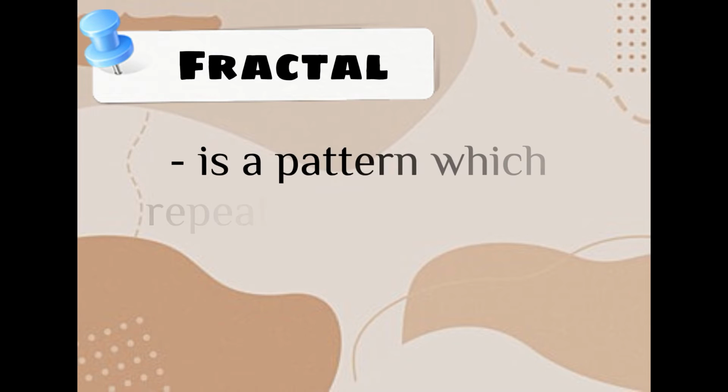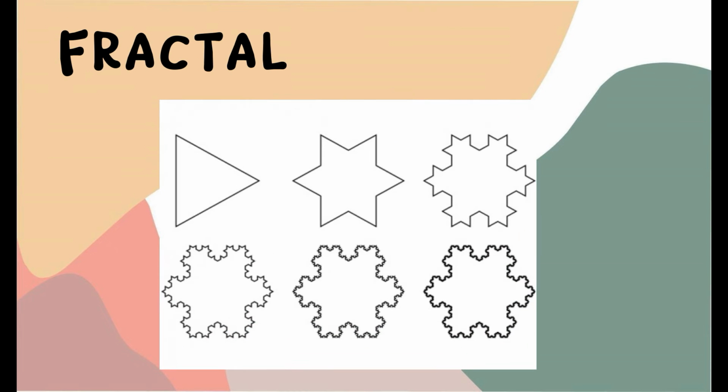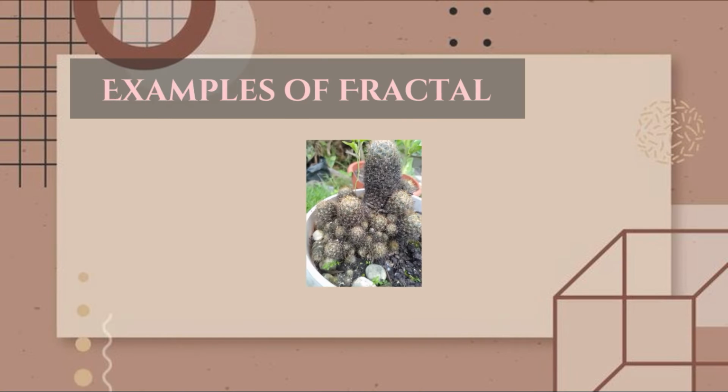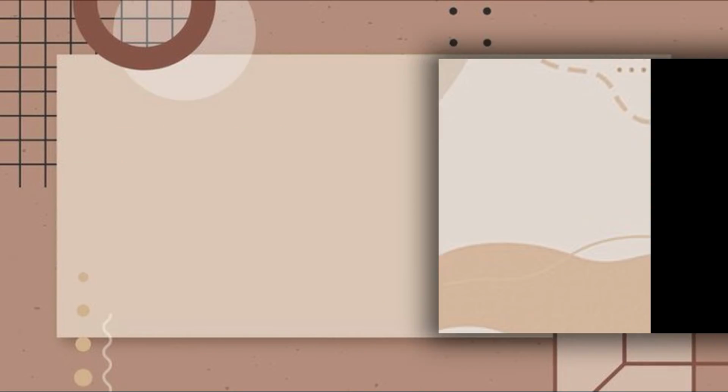Fractal. Fractal is a pattern which repeats at progressively smaller sizes and angles. As you can see in this illustration, every side of the triangle has been added another triangle until it made into a snowflake shape. These are the examples of fractal that you have seen mostly in your home.